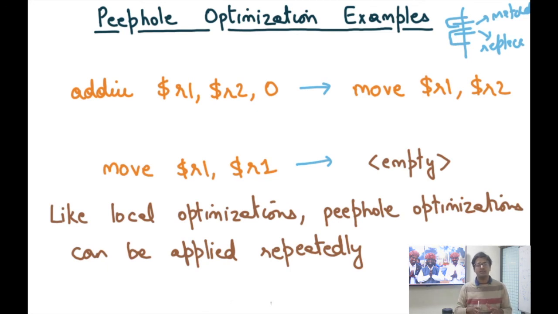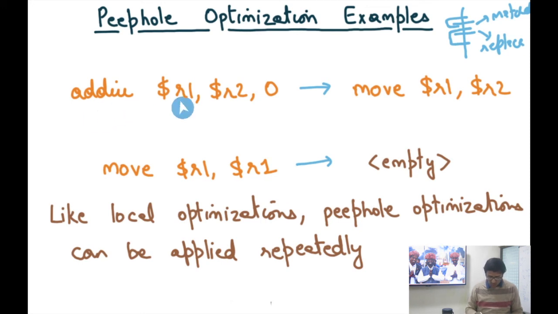But the state of the practice is basically that you just apply peephole optimizations opportunistically wherever you find them, and you keep doing this either till you reach a fixed point, just like our local optimization algorithm, or for a fixed number of iterations, or any other metric that you want to use for your convergence criterion.